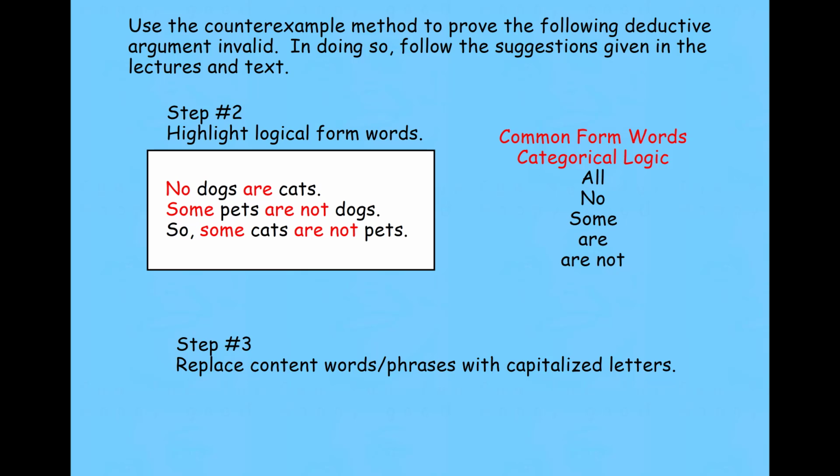Okay, this is a categorical logic argument. So each of our content words or phrases are going to be names of classes or categories. So we've got dogs, cats, and pets. We'll want to substitute in a capitalized letter for each instance of dogs, each instance of cats, and each instance of pets. And that gives us the following.